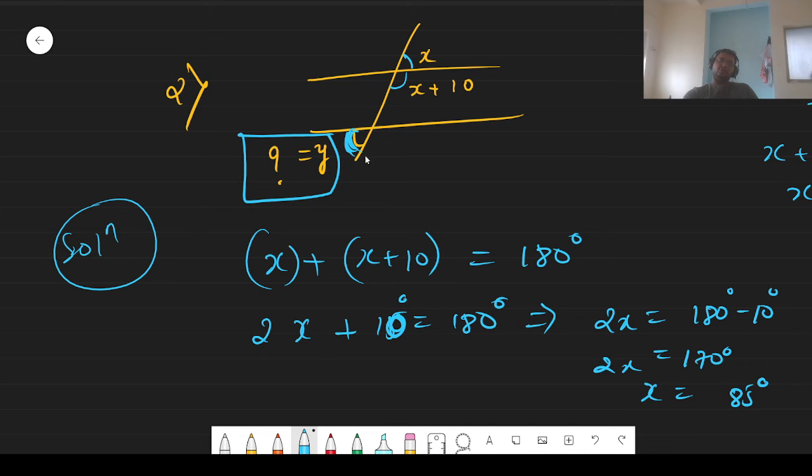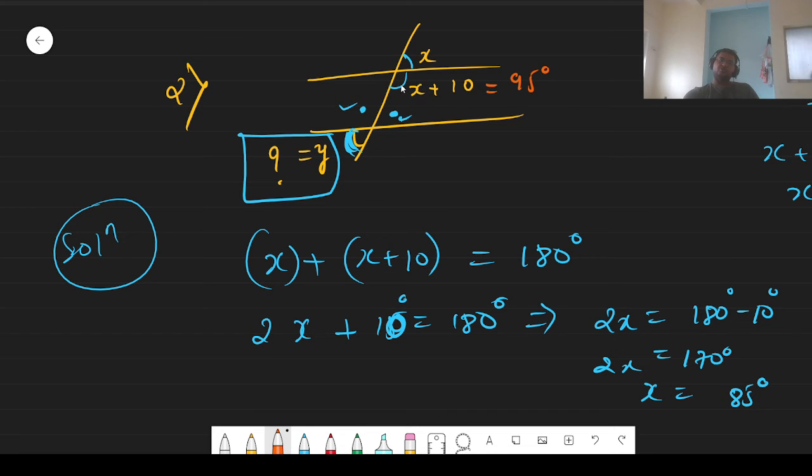To find this value, either we need this value or this value. Whichever you can find out very easily. However, you can find both the values using formulas, but we also have to see how we can save our time in solving the questions. Okay, I will change the color here. So x plus 10 will be equal to 85 plus 10, that will be 95 degrees.